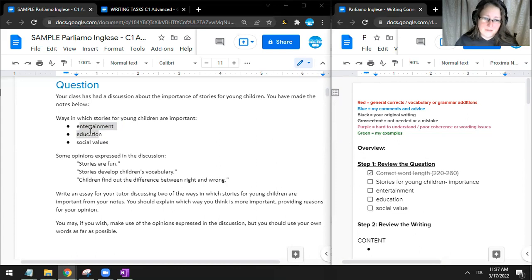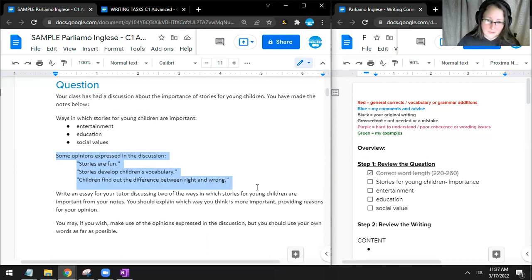So entertainment, education, social values, and then they always give us a few opinions. So some opinions express this discussion: stories are fun, stories develop children's vocabulary, children find out the difference between right and wrong. And we do not have to make use of these opinions. They're only there to help us, maybe give us some ideas if we want. However, if we do make use of these opinions, or really any time that we are responding to a task, we always need to make sure that we are paraphrasing. So we are putting things into our own words.